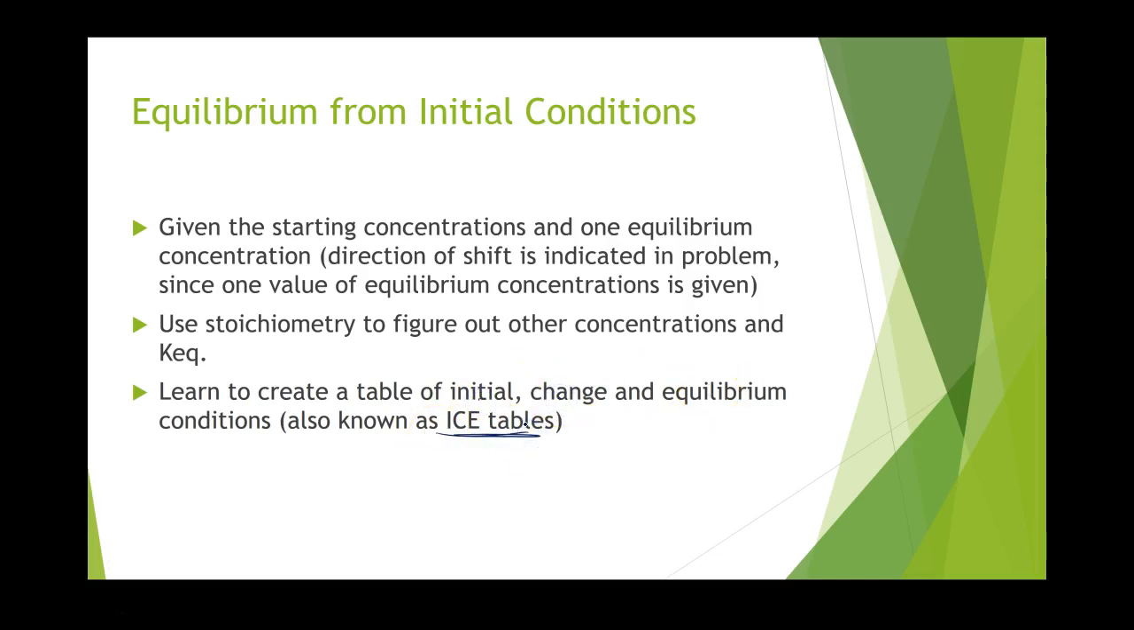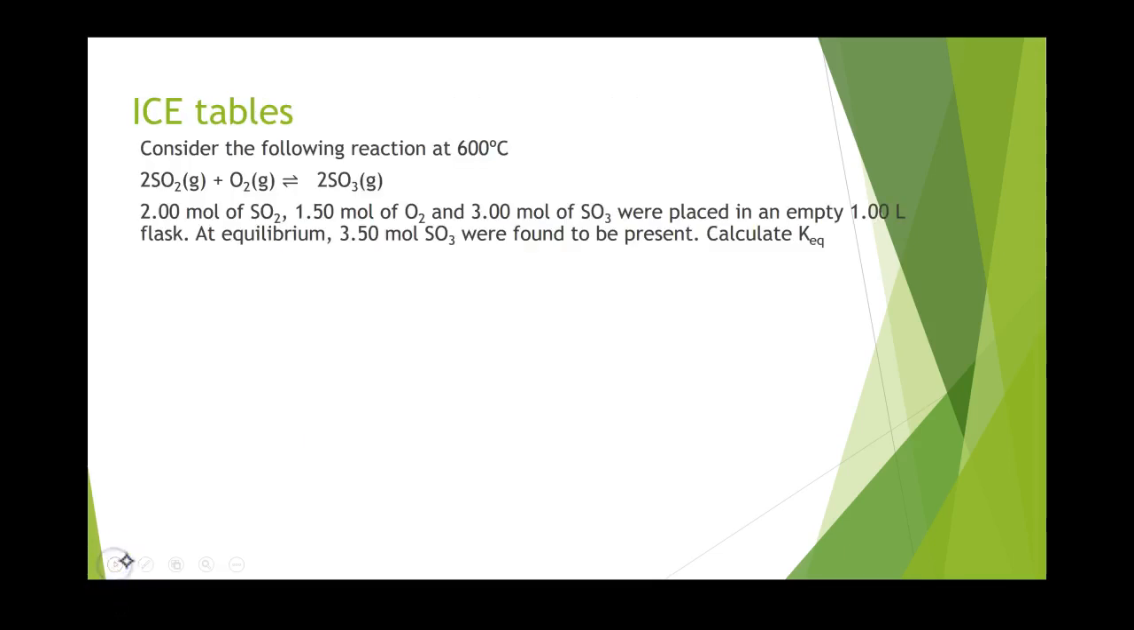ICE tables are something I do a lot in AP chemistry. We won't do so much here with them. So see if you can follow along as I go through this. You have some reaction. Here it is. All gases. You have 2 moles of SO2, 1.5 of oxygen, 3 moles of SO3 placed in an empty 1 liter container. At equilibrium, 3.5 moles of SO3 were found to be present. Calculate KEQ. So we're going to set up the initial, change, and equilibrium table, the ICE table.